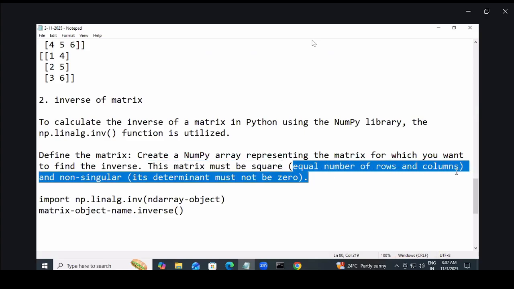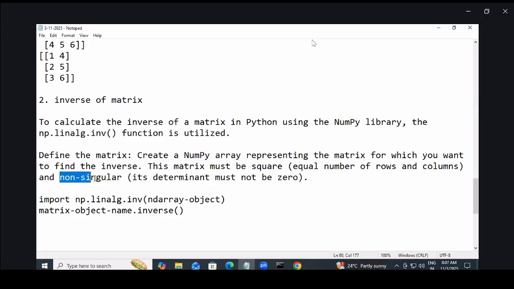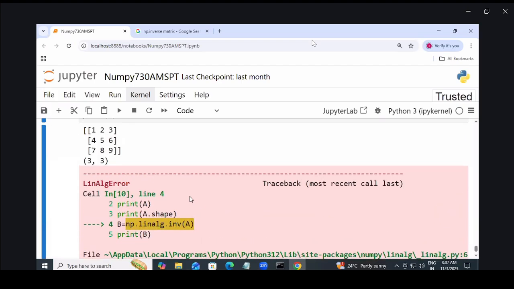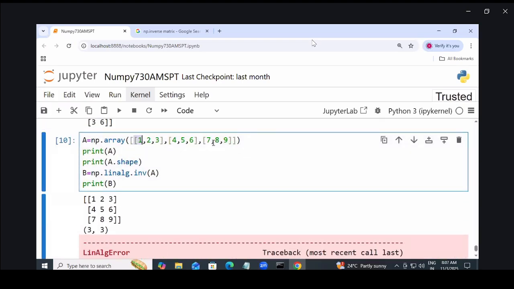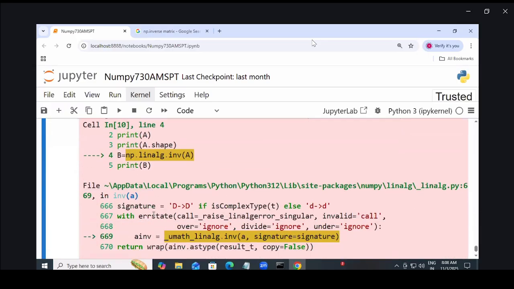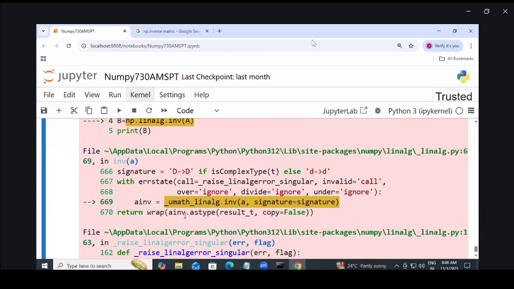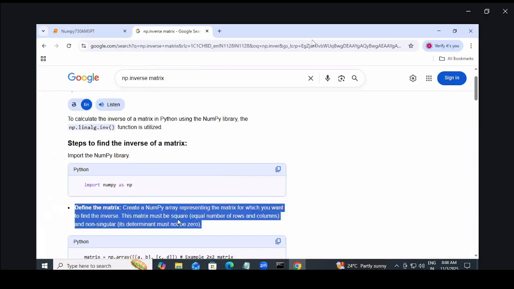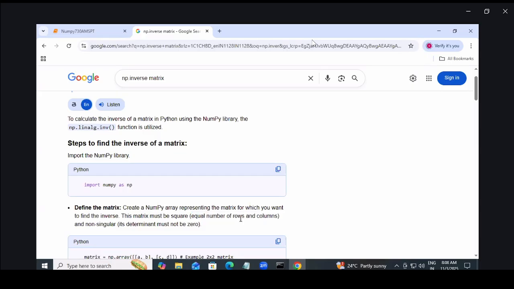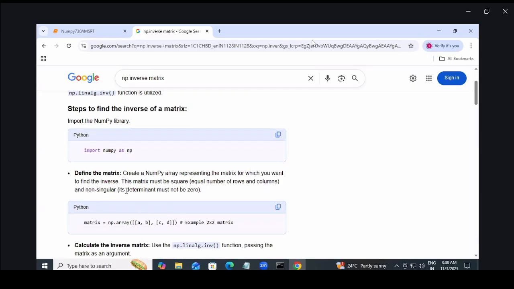That is, an equal number of rows and columns, and it should be non-singular. It means its determinant should not be equal to 0. But when you find the determinant of this matrix, it is equal to 0. Because of that, immediately an error is given. So the rule is, whenever you are finding the inverse of a matrix, it should be a square matrix, and it should be non-singular. So that can be checked by finding the determinant.